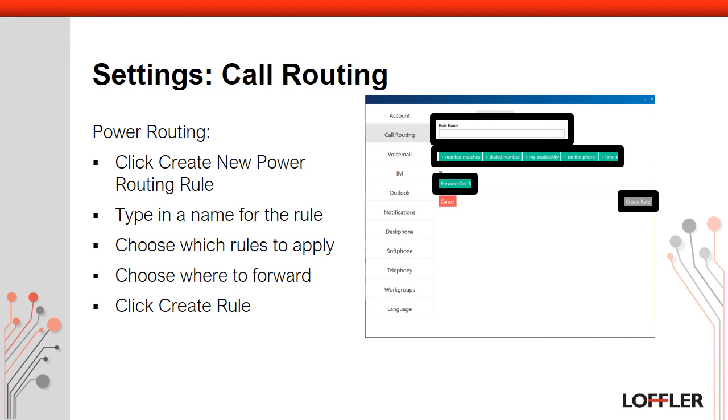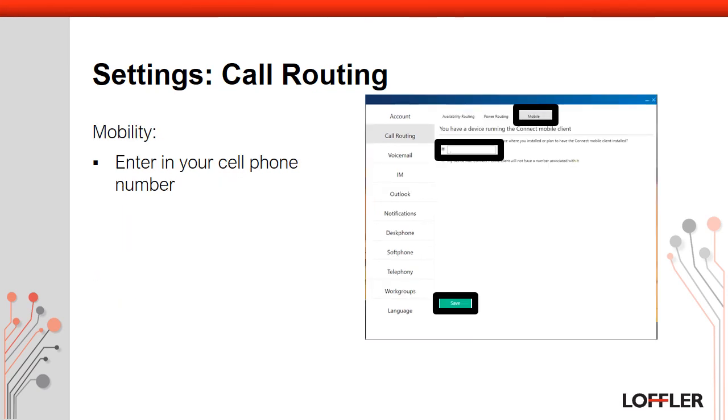Choose which rules apply: if the number matches this, if the number dialed is that, if my availability is this, if I am on the phone, or if the time is between X and Y. Then choose where to forward calls. When finished, click Create Rule. If you have the mobile client, enter in your cell number in the Call Routing Mobile tab.